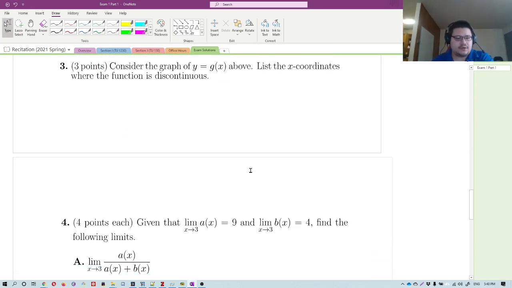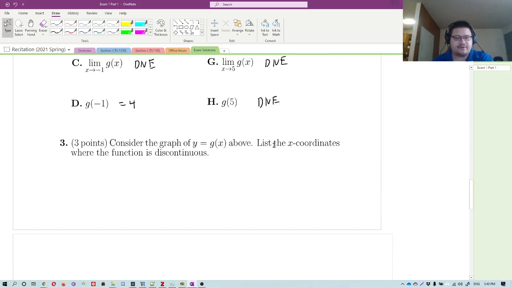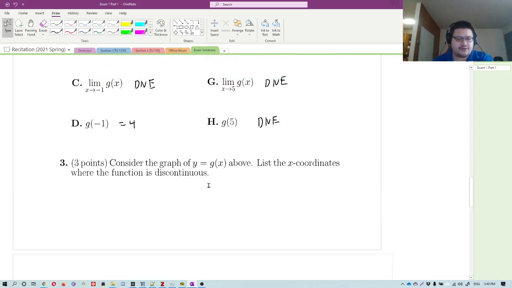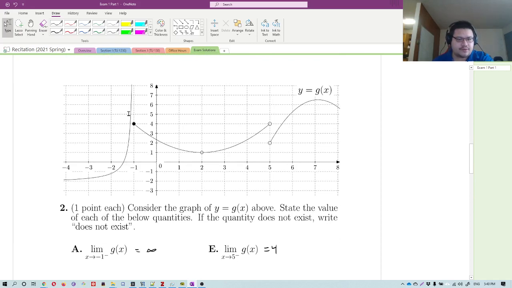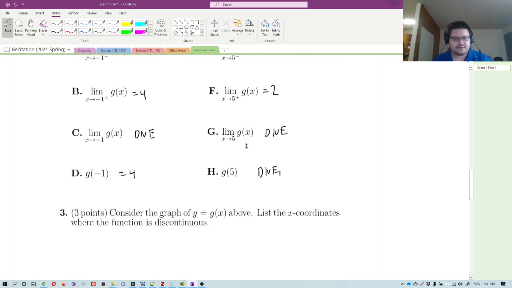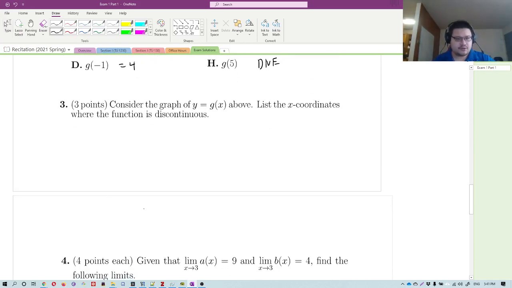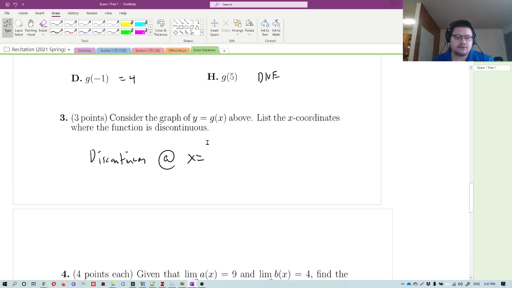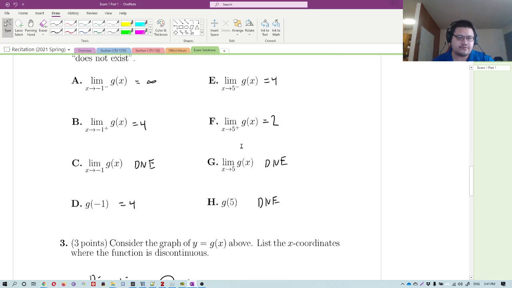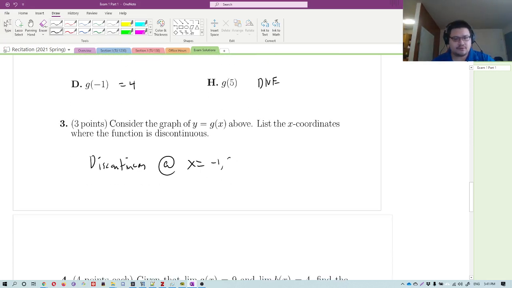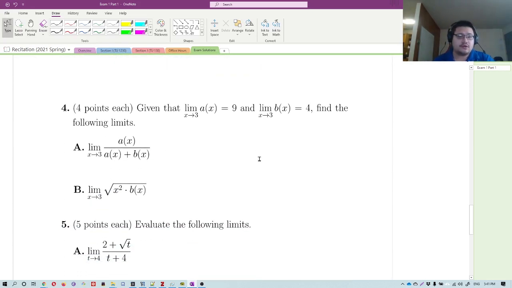Okay. Number 3, consider the graph above, list the x-coordinates where the function is discontinuous. You can just quickly look and see it's discontinuous at -1, at 2, this is a point discontinuity, and at 5. So we just need to list the x-coordinates. I guess we can answer in a full sentence. Discontinuous at x equals -1, 2, and 5. Great.